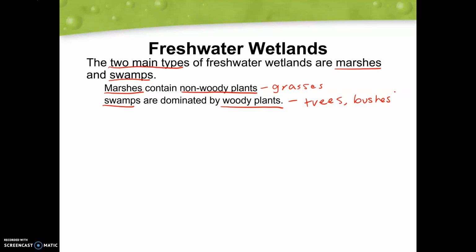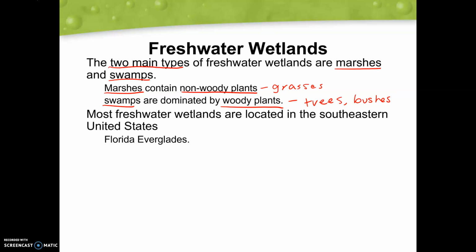So those are the two big differences between these two types here. We also see that wetlands are located more in our southeastern United States. So Florida has many wetlands, all those states around there, Georgia, Alabama, a little bit in Texas, and up the coastline too, around Virginia, North Carolina, things like that.